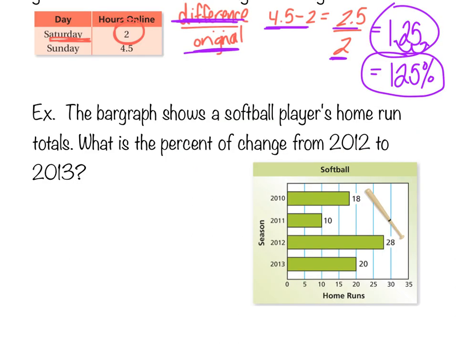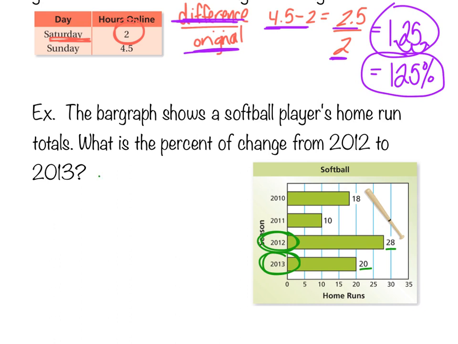Okay, on the next example, it says the bar graph shows a softball player's home run totals. What is the percent of change from 2012 to 2013? So those would be these two seasons right here. And we went from 28, that was the 2012 total, and we actually went down to 20 home runs in 2013. So this is going to be a percent decrease.